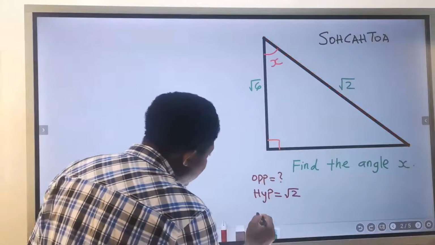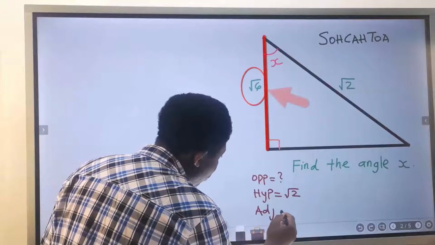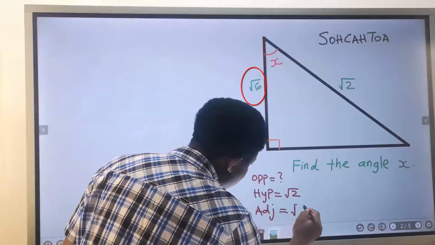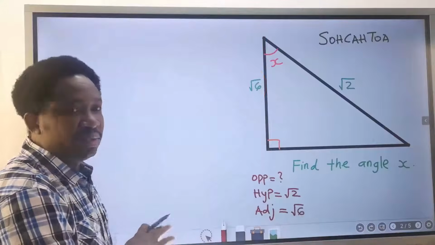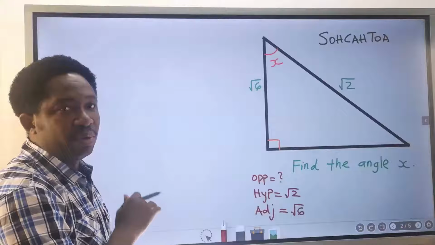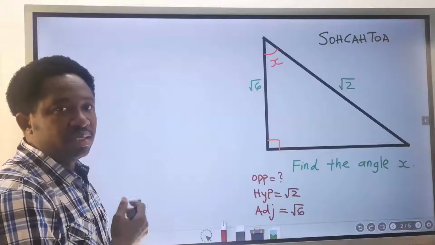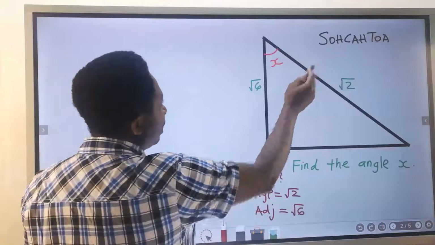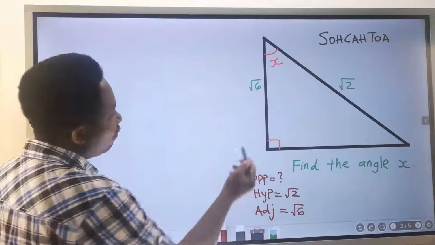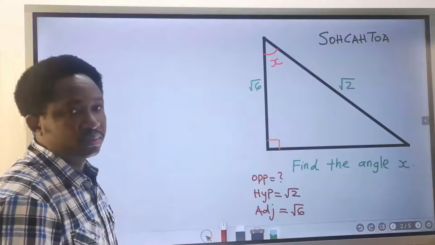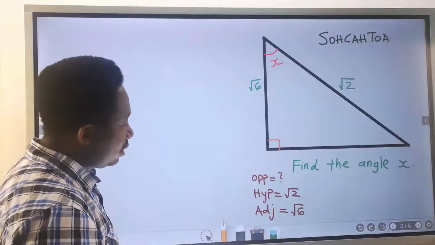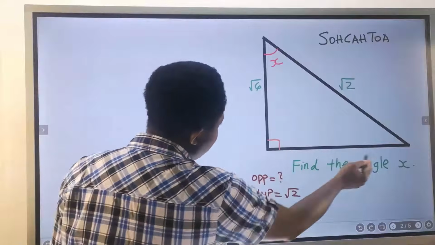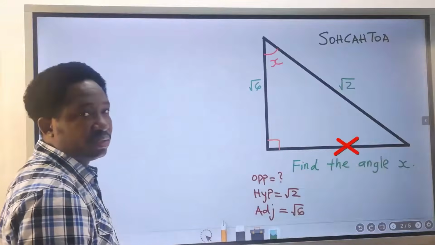Next, the adjacent automatically becomes the remaining side, which is the square root of 6. This is step number 2. Step number 1 is identifying the formula to use to find the angle. The next step is to recognize that the opposite, which is this side, is not given.